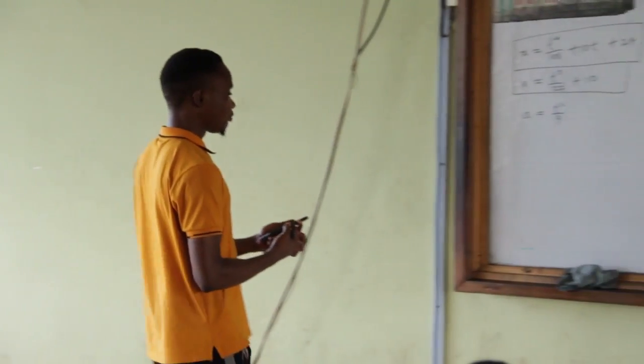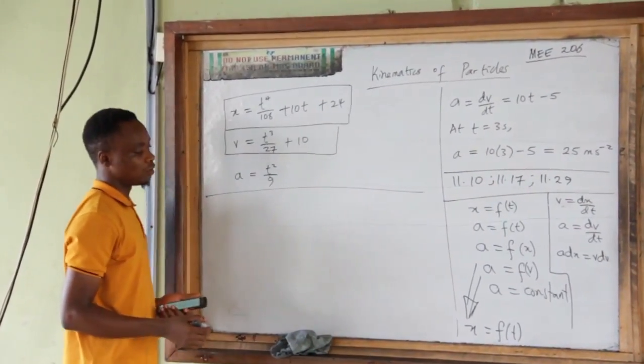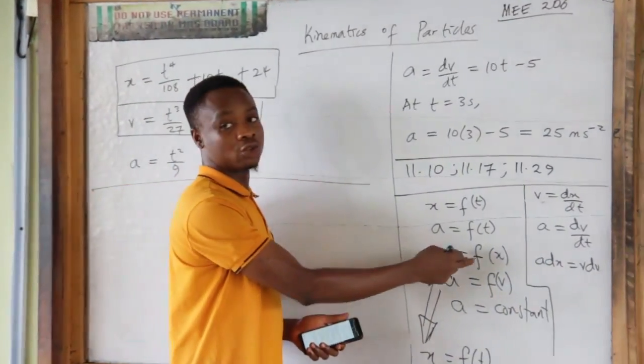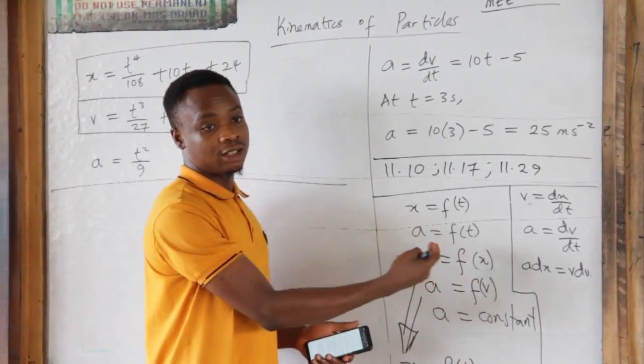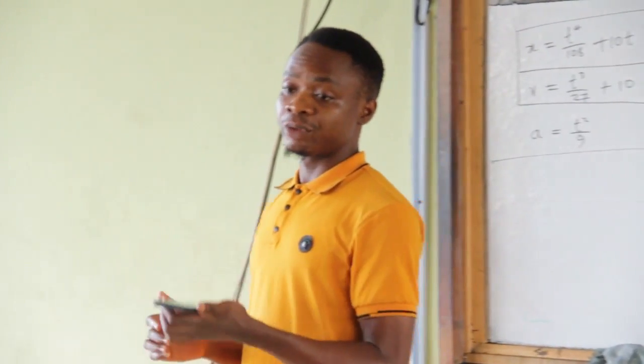So look at this problem, 11.17. What kind of problem is this now? This is of the type a equal to f of x. Can you see that? This 11.17, are you all there? Can you see the question? I hope you all have the book. Someone can help us screenshot and post on the group.